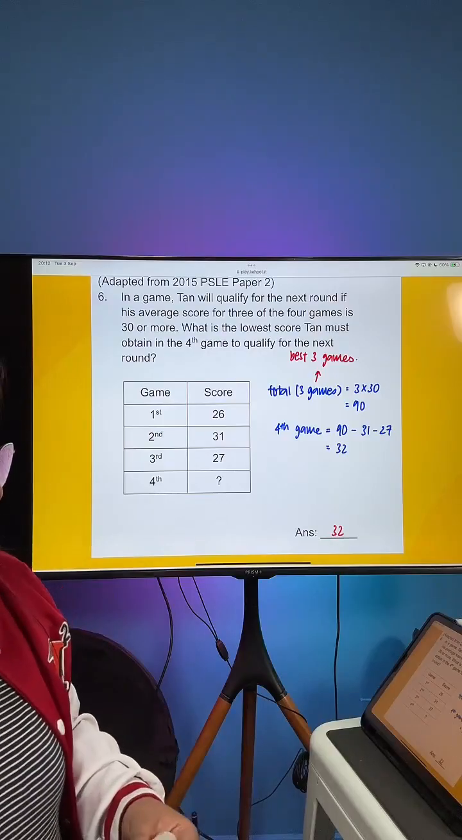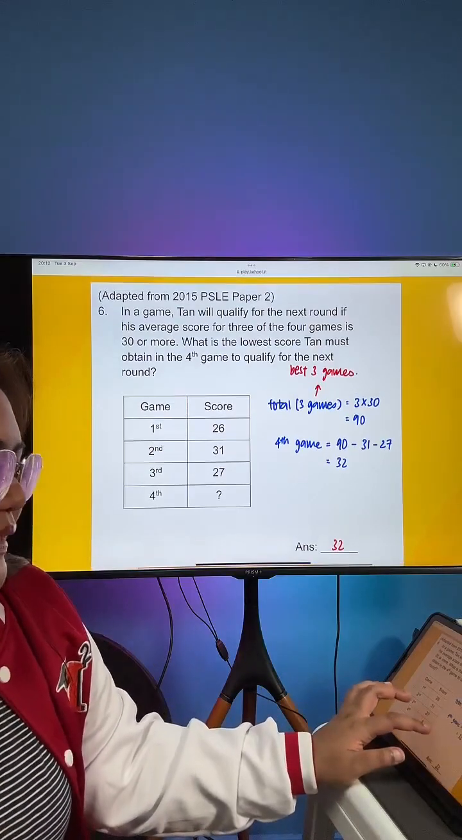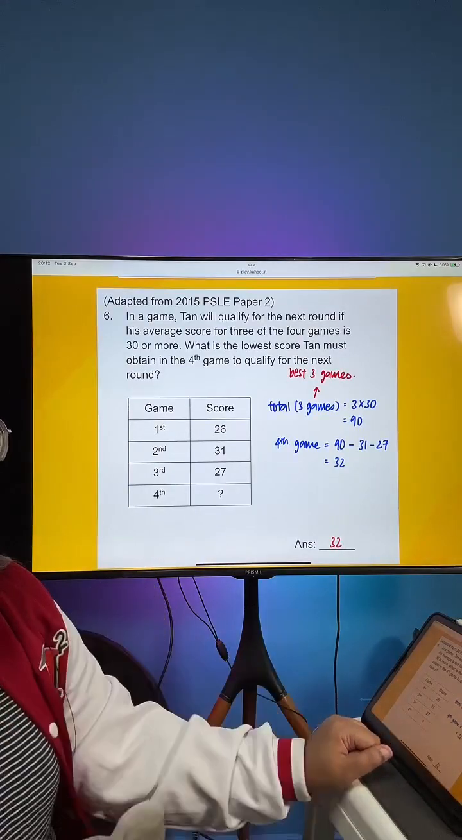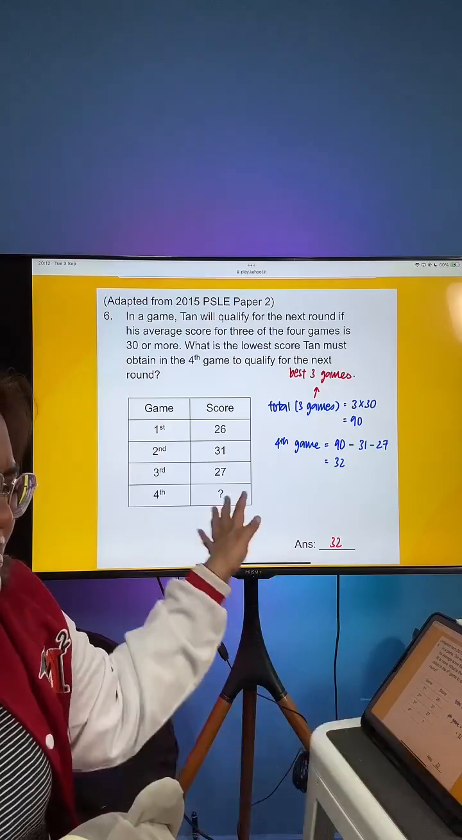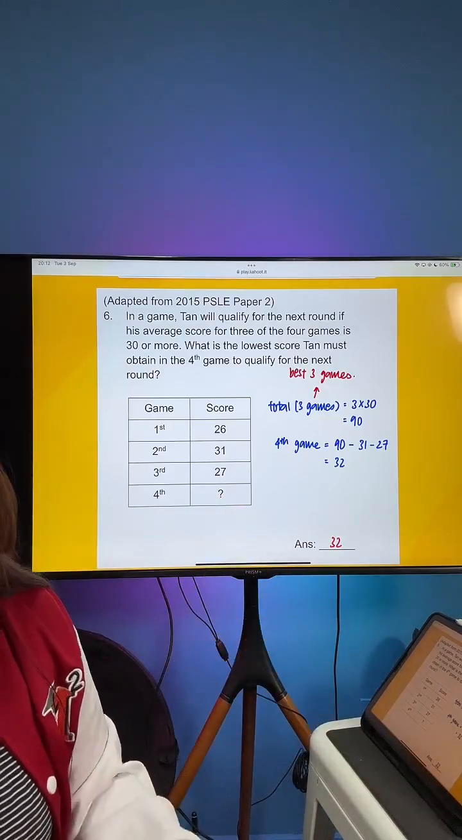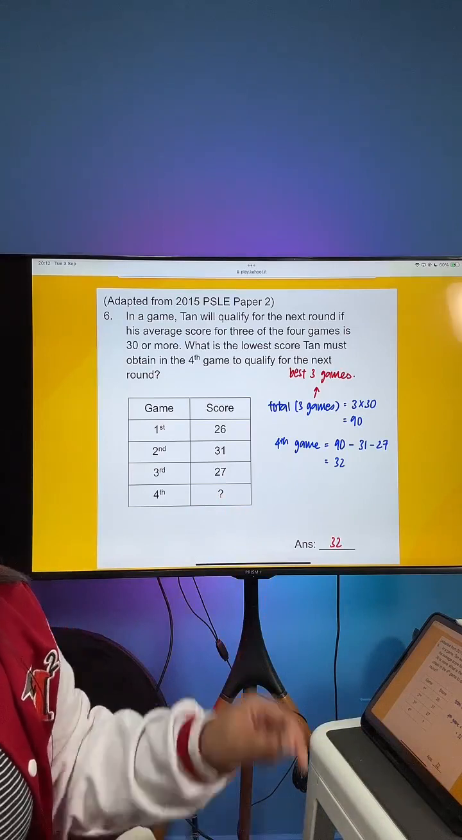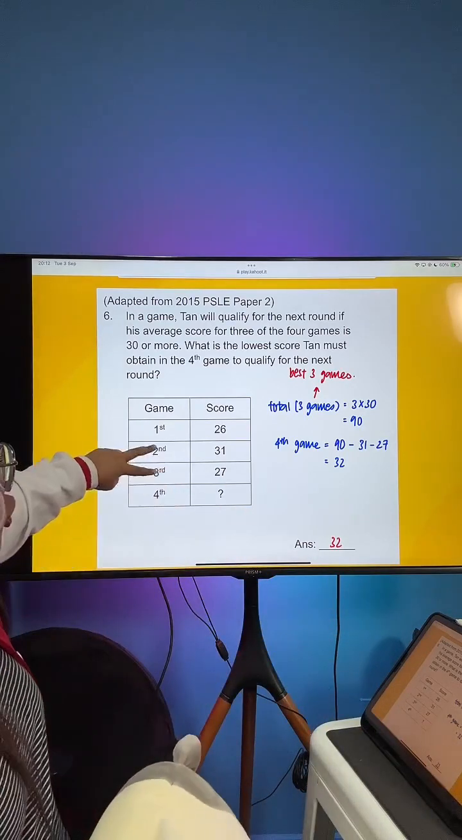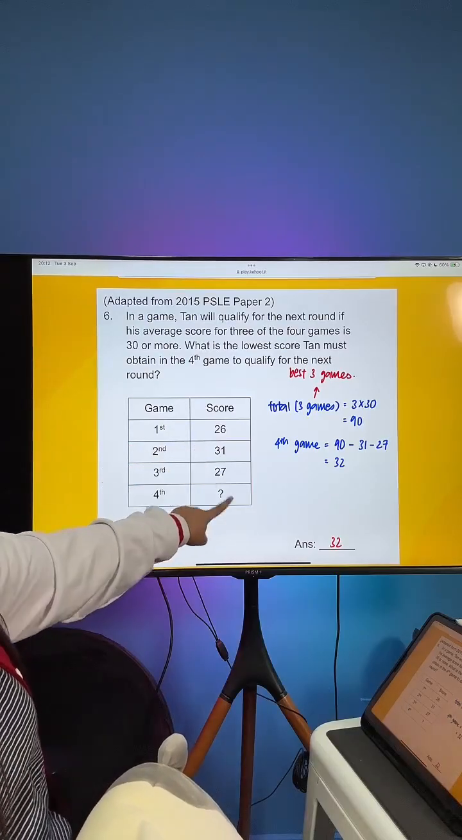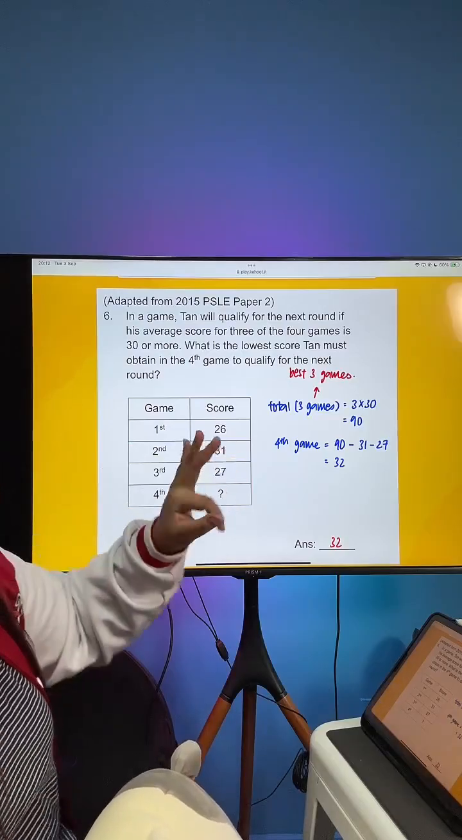Okay? This appeared in 2015 PSLE paper 2. It also appeared in one of the school papers, very similar, one of the school papers for prelims as well. Okay? We don't take the last 2. We take the best 2 first, 30, 31 and 27. And then this 4th game will be one of the top 3.